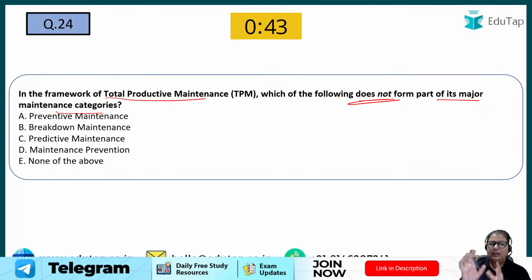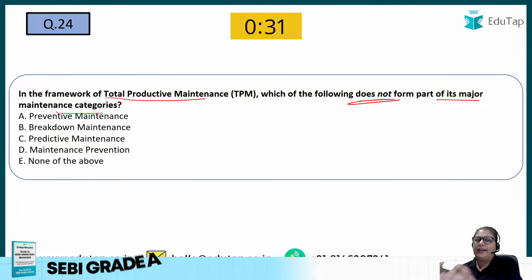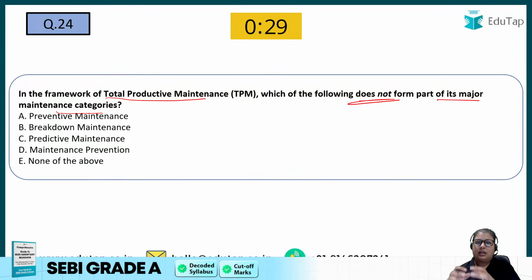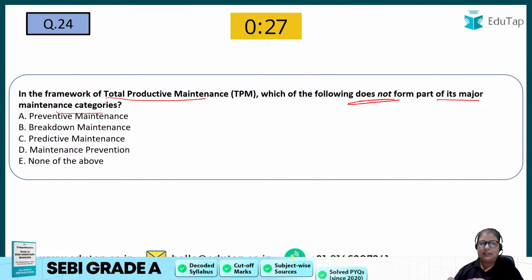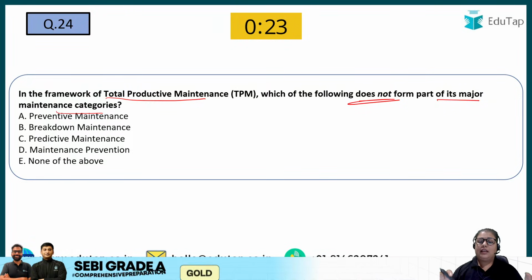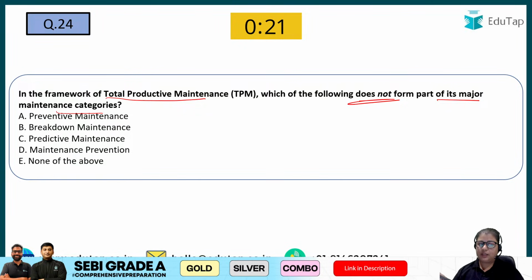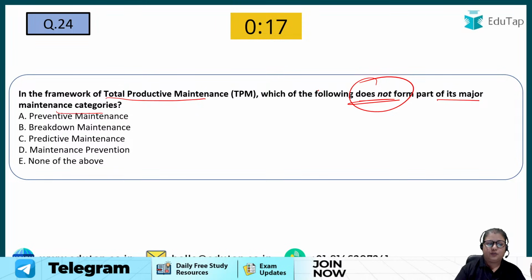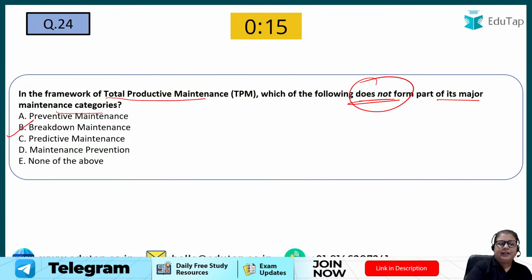It is an innovation model. So total productive maintenance says that we will prevent, and there will be proactive maintenance of the machines. We will not wait for it to break down and then fix it. We will try to be preventive and proactive in case of our machines. Okay, so which of the following does not form a part of it will be the breakdown maintenance.